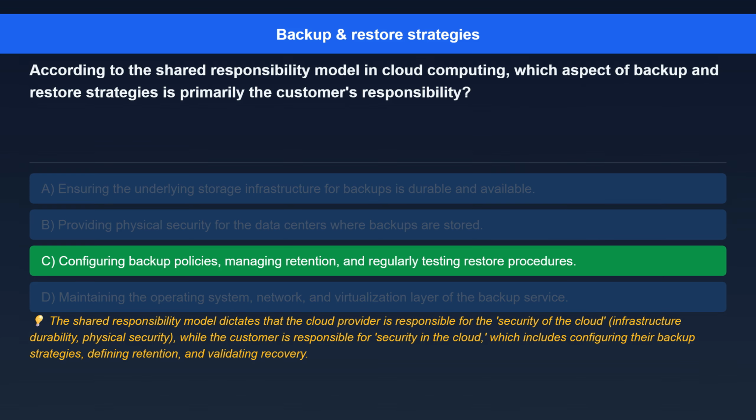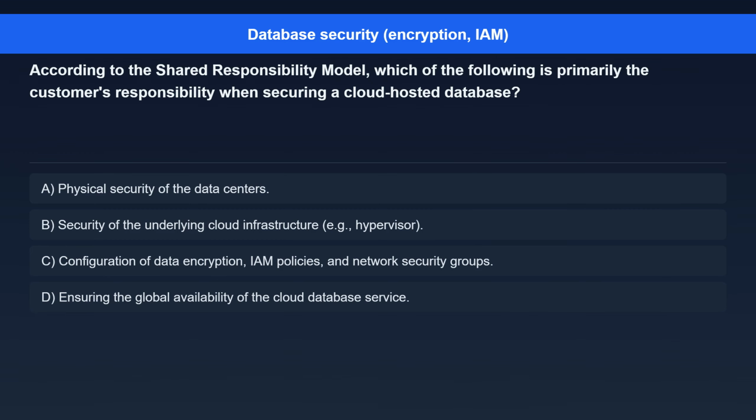The correct answer is configuring backup policies, managing retention, and regularly testing restore procedures. Here's the explanation. The shared responsibility model dictates that the cloud provider is responsible for security of the cloud, infrastructure durability, physical security, while the customer is responsible for security in the cloud, which includes configuring their backup strategies, defining retention, and validating recovery.